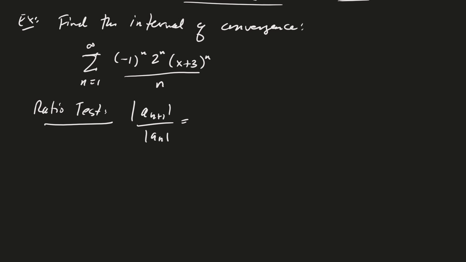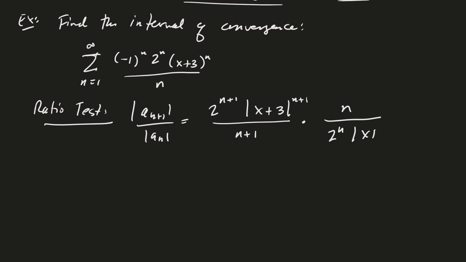Okay. The (-1)^n is not going to play a role at all in the absolute value. So the 2 is already going to be positive. And then be sure to put absolute value bars around the x plus 3, right? Good. And then that's divided by n plus 1. And then we'll go ahead and multiply by the reciprocal, so that's n over 2^n times the absolute value of (x+3)^n. Now we can take the limit as n goes to infinity of 2^(n+1) over 2^n times n over n plus 1 times the absolute value of x plus 3.